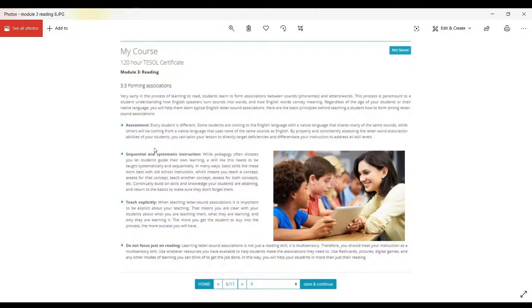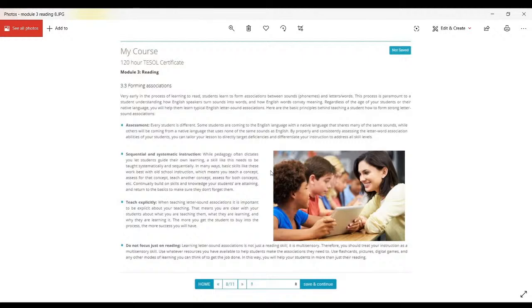Sa assessment, okay, every student is different. Kaya kapag nagtuturo tayo, makikita natin doon kung ano yung level ng student, no? So, ibe-base natin, kailangan adaptive learning yung gagawin natin dun sa mga students natin. Next is sequential and systematic instruction. While pedagogy often dictates, you let the students guide their own learning. A skill like this needs to be taught systematically and sequentially.